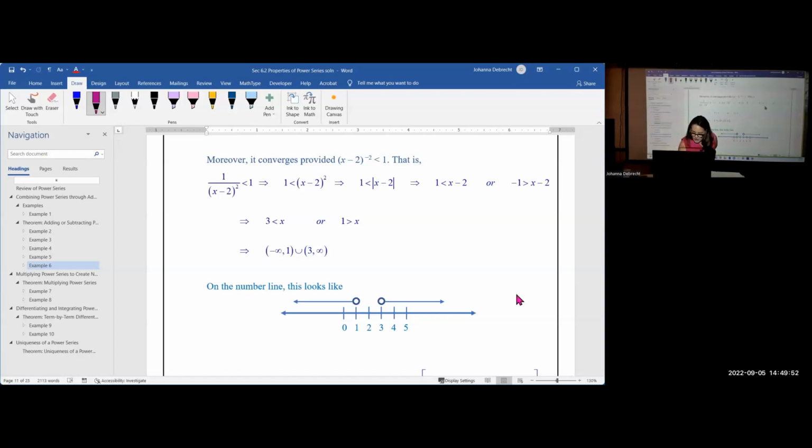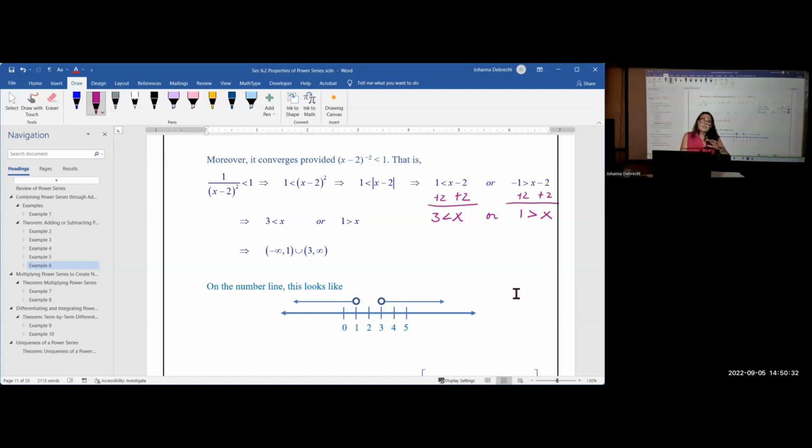And then to find where x is to make that happen, we add 2 to both parts of the inequality, and we get x is greater than 3. Or in the second case, we get that 1 is greater than x. So we have these two inequalities, and they are an OR because this is a split situation. It's not a combined inequality. It's not an AND, it's an OR. So we have negative infinity to 1, union 3 to infinity, which looks like this one. So from open circle at 1 to the left, open circle at 3 to the right.